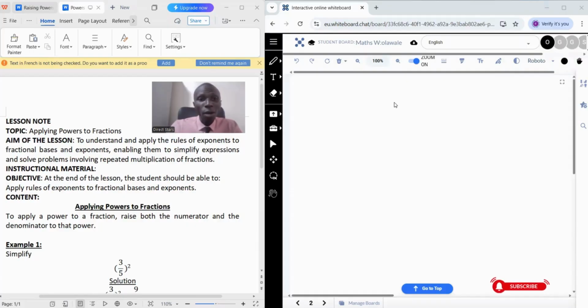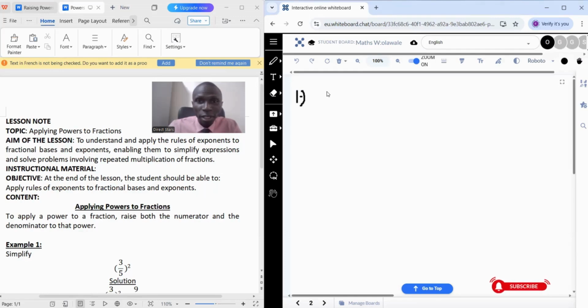To apply power to a fraction, raise both the numerator and the denominator to that power. And we're going to be demonstrating this by solving the three examples that we have in this topic. Example 1.